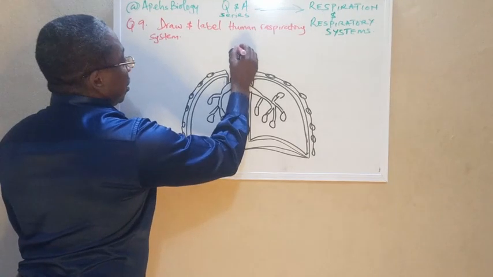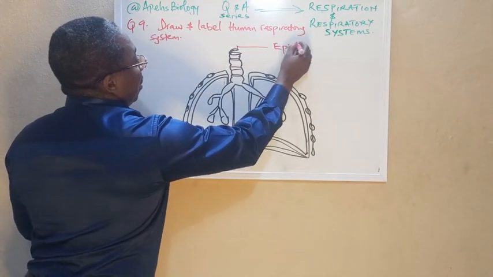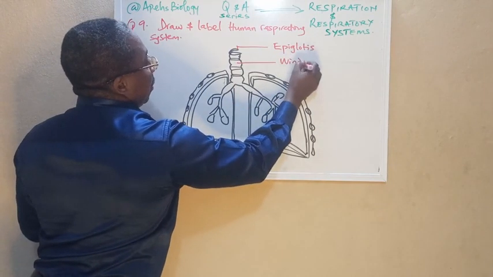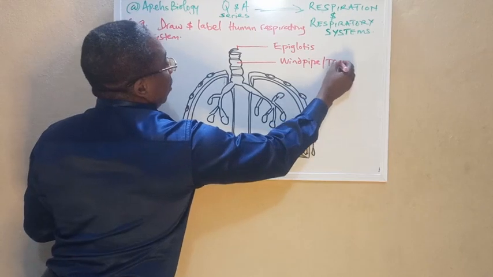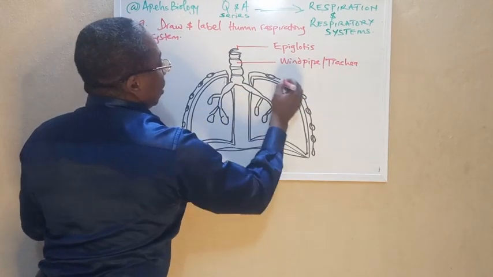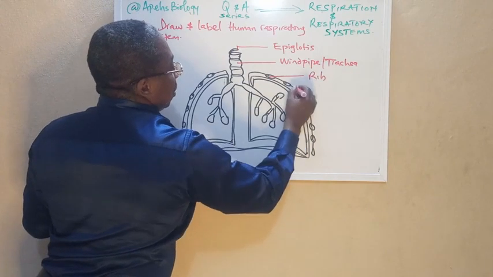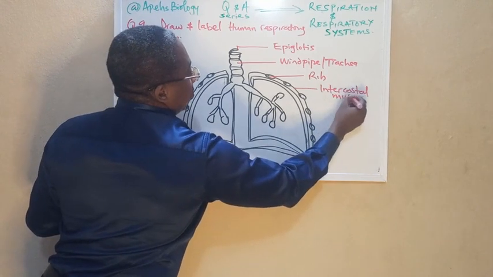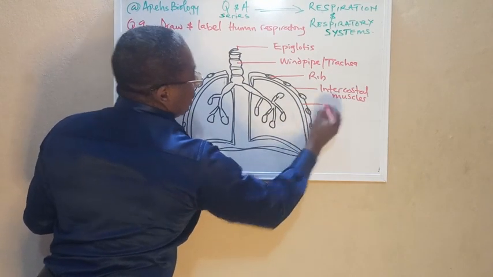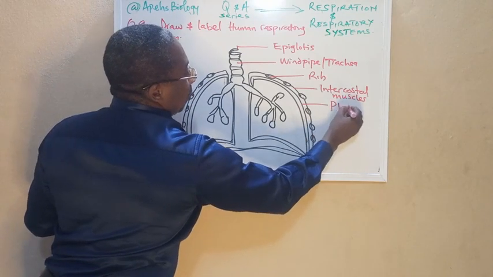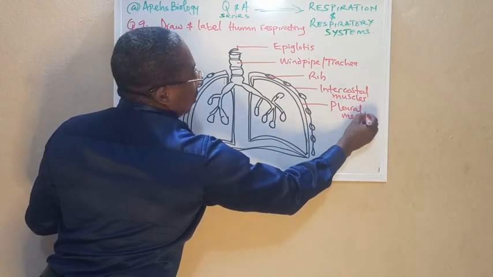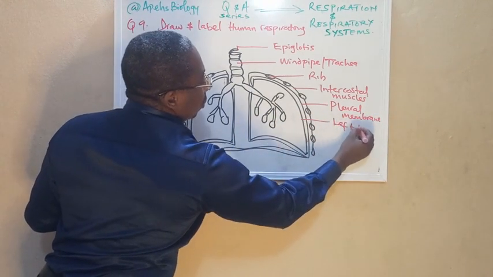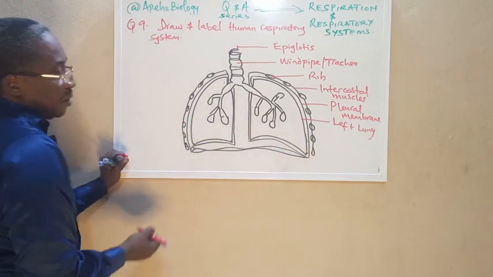For simplicity, this becomes the epiglottis. You have this as the windpipe, which is also called the trachea, right? That's the trachea, and then this represents the ribs. This is called the intercostal muscles. Right? And this layer here is called the pleural membrane. Right? And then this one is called the left lung, because you are drawing somebody that is facing you.